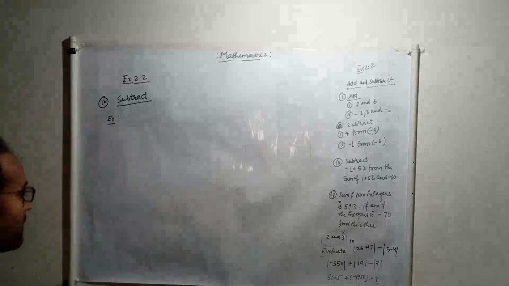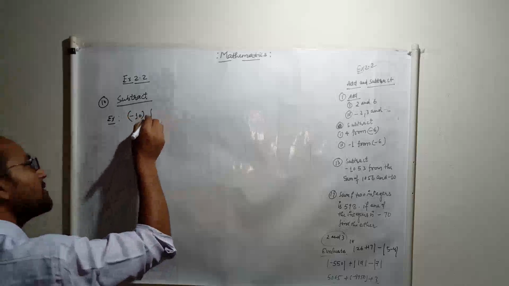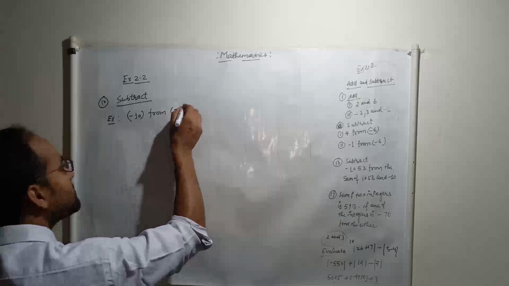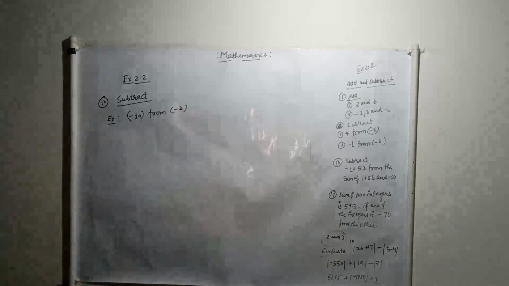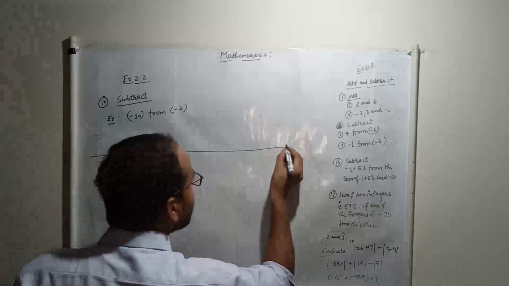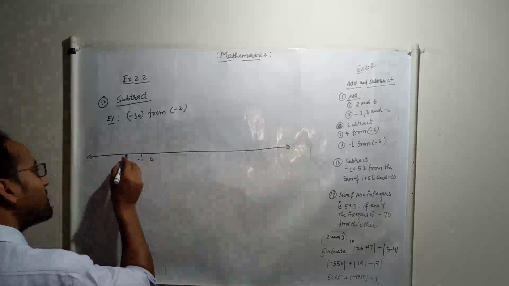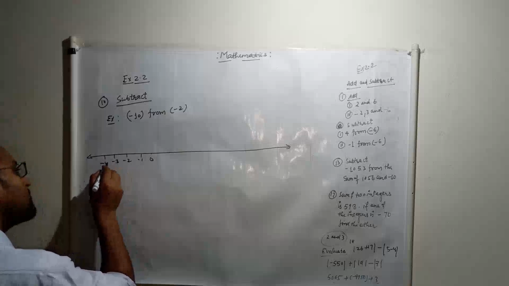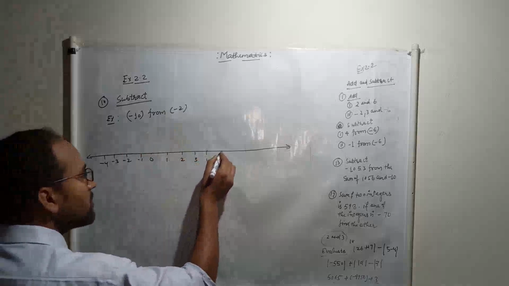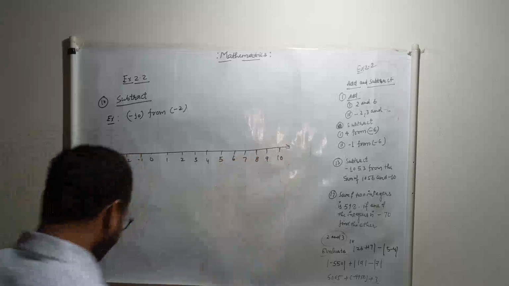Suppose subtracting minus 10 from minus 2. Subtracting minus 10 from minus 2. Here I have taken 0, minus 1, minus 2, minus 3, minus 4. Here the negative integers are this one. And 1, 2, 3, 4, 5, 6, 7, 8, 9 and 10.